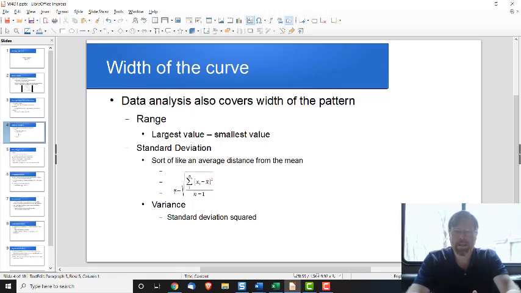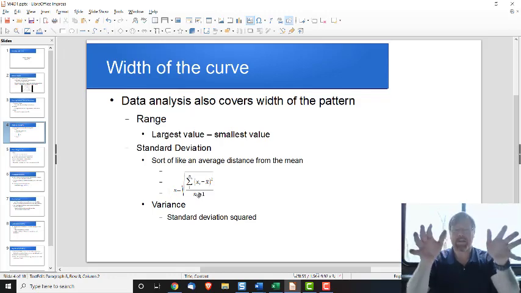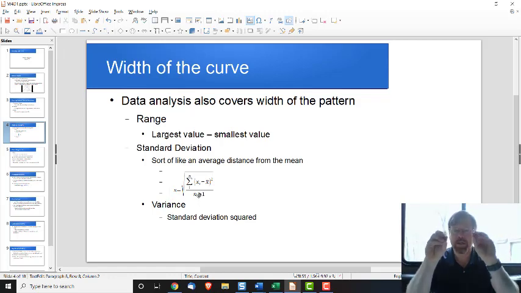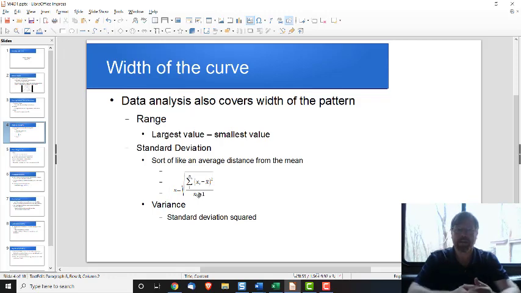Standard deviation is S. It is the square root of the sum of the distance from each measurement to the mean squared. And we square it so that everything's a positive number and we don't end up canceling things out and accidentally getting 0 when we've got a very large variation. And you divide that by the number of measurements minus 1. The variance is just the standard deviation squared. Those are the common measures for spread in our data.